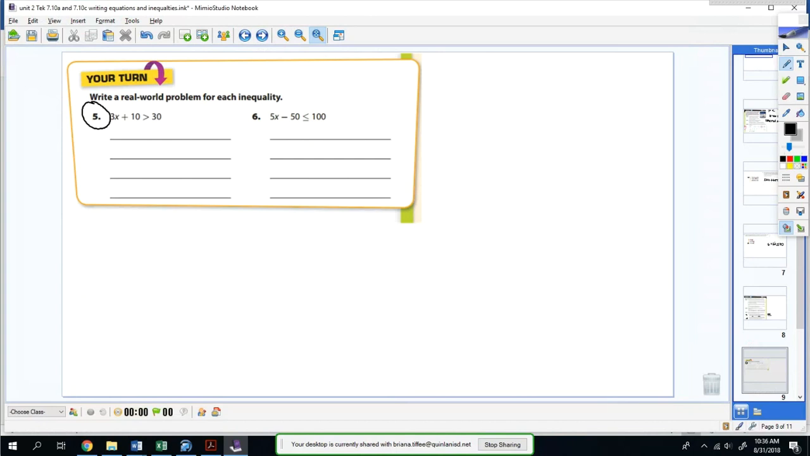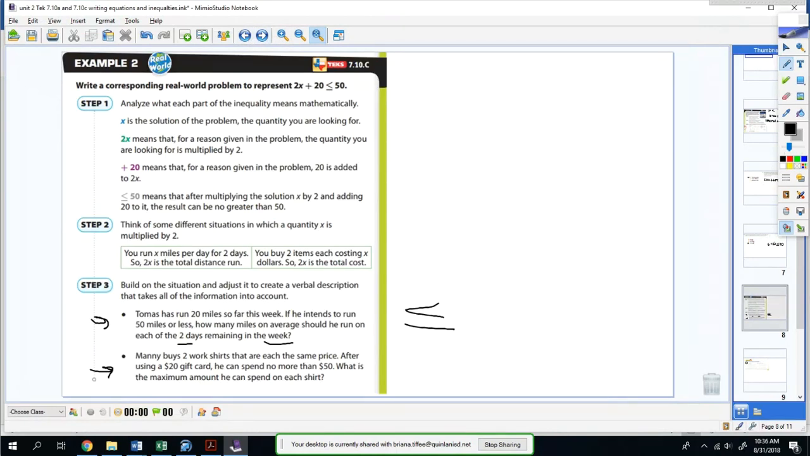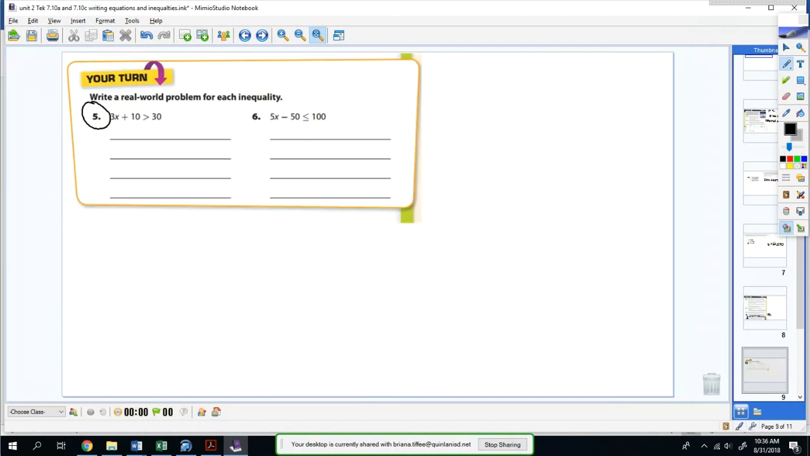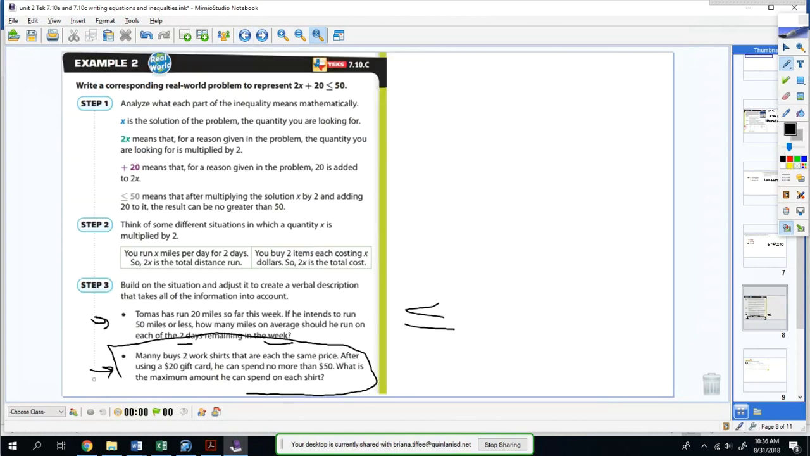Writing a real world problem could be difficult. It's not the fact that it's hard, it's just hard to think of something else. So what I would do is take problems that you've already seen before and rewrite them. So we have the inequality 3x plus 10 is greater than 30. If you want to rewrite this and say that he has to spend more than $30 and he has to buy 2 work shirts and he's using a $10 gift card, he could. Like you say, you just take it out and replace it with what you know.